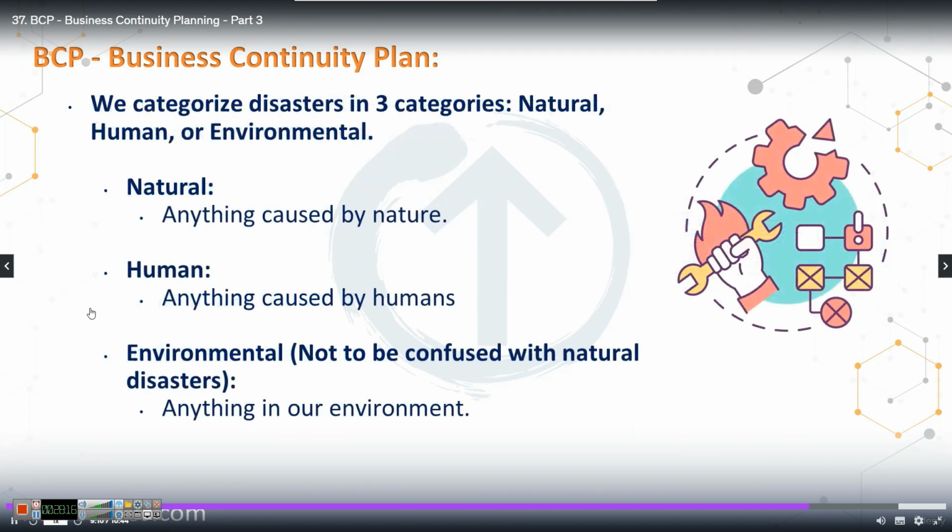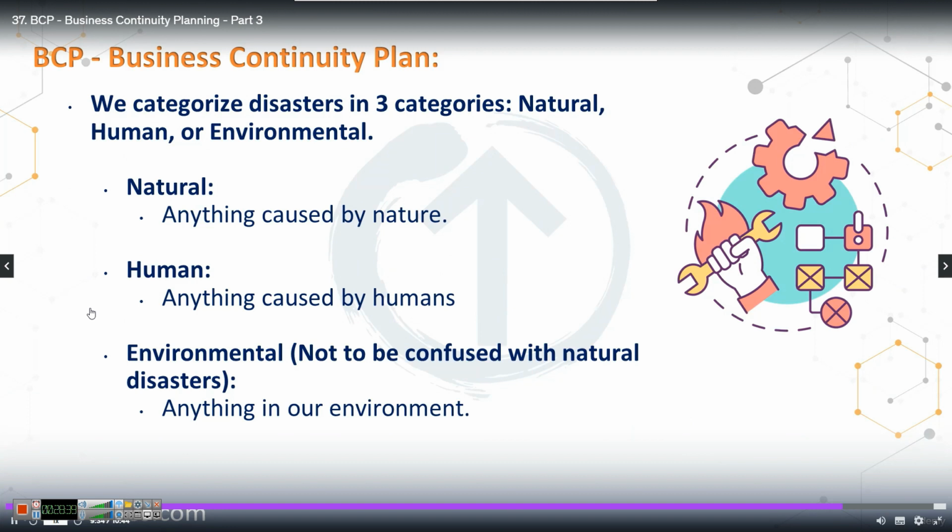Then we talked about the 3 different disaster categories: natural, human, and environmental. Natural is nature. It is earthquakes, hurricanes, naturally occurring fires. Human is something done by humans, and that doesn't mean it has to be intentional. It can just be someone doing something that they're not supposed to. They may not even know they're not supposed to, but the impact can be just the same. It's something that's done by people.